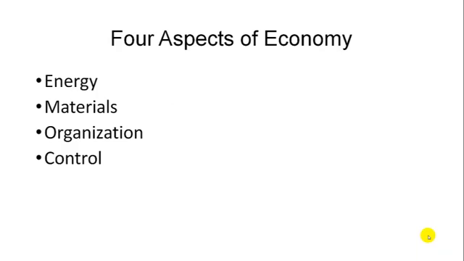What makes up an economy? They said there are 4 aspects of an economy. You have to have energy to transform the materials that you have, and you don't want it to be random, especially in an economy. An economy has to be organized so it can be efficient, and then there has to be some kind of control to decide who gets what and who makes what.